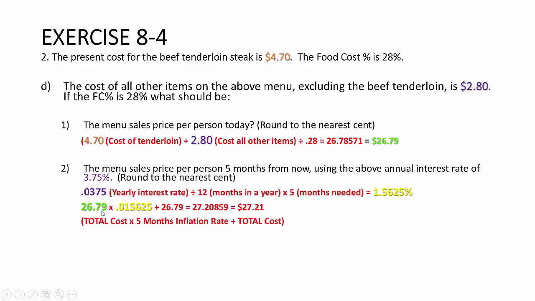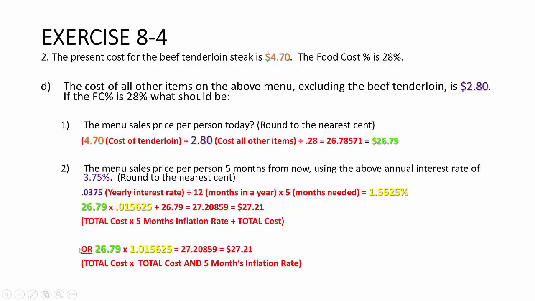Let's take our current selling price, multiply it by decimal 0.015625, the decimal equivalent of 1.5625%, and add it back to 26.79, rounding it off to the nearest penny. The new 5-month inflation selling price is $27.21. You can see it's gone up. That's what inflation does. And very quickly, the last step to look at here, we could take the current selling price and multiply it by 1 plus the 5 months' worth of inflation rate. And when we round it off to the same place, we get the exact same answer.